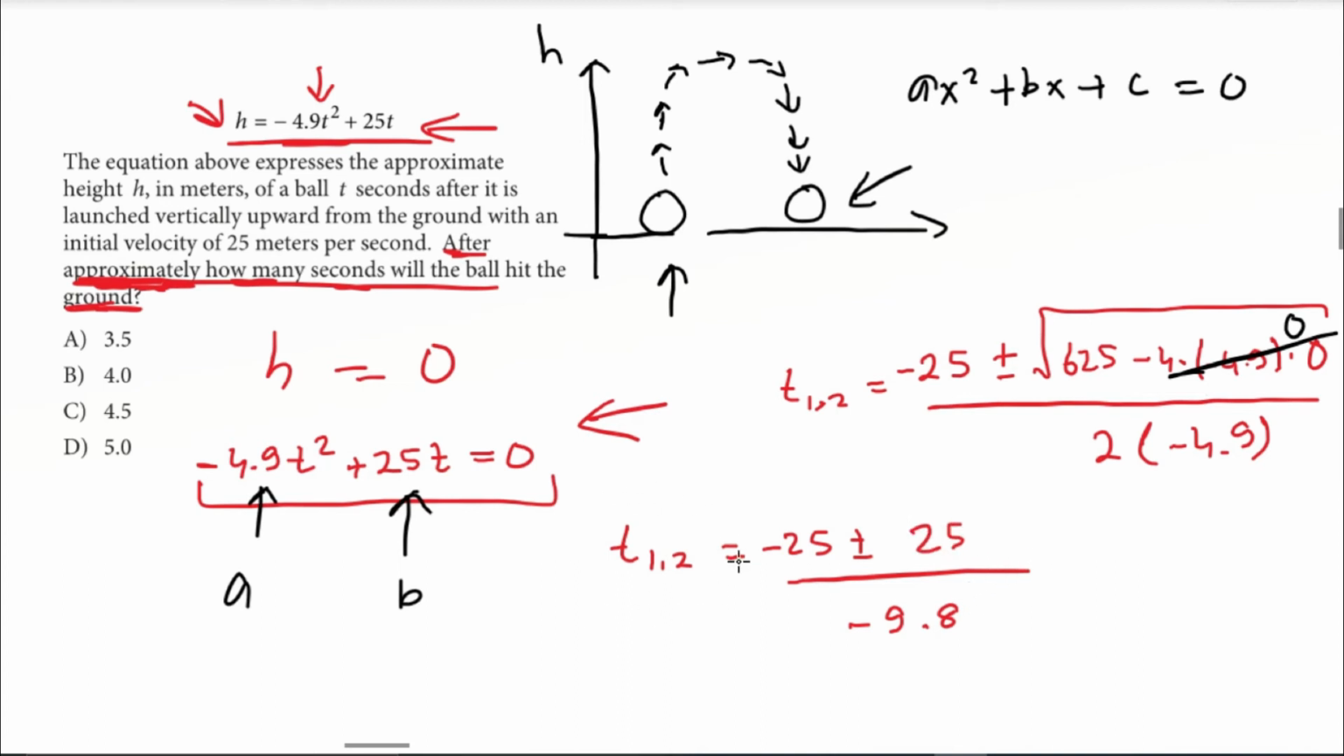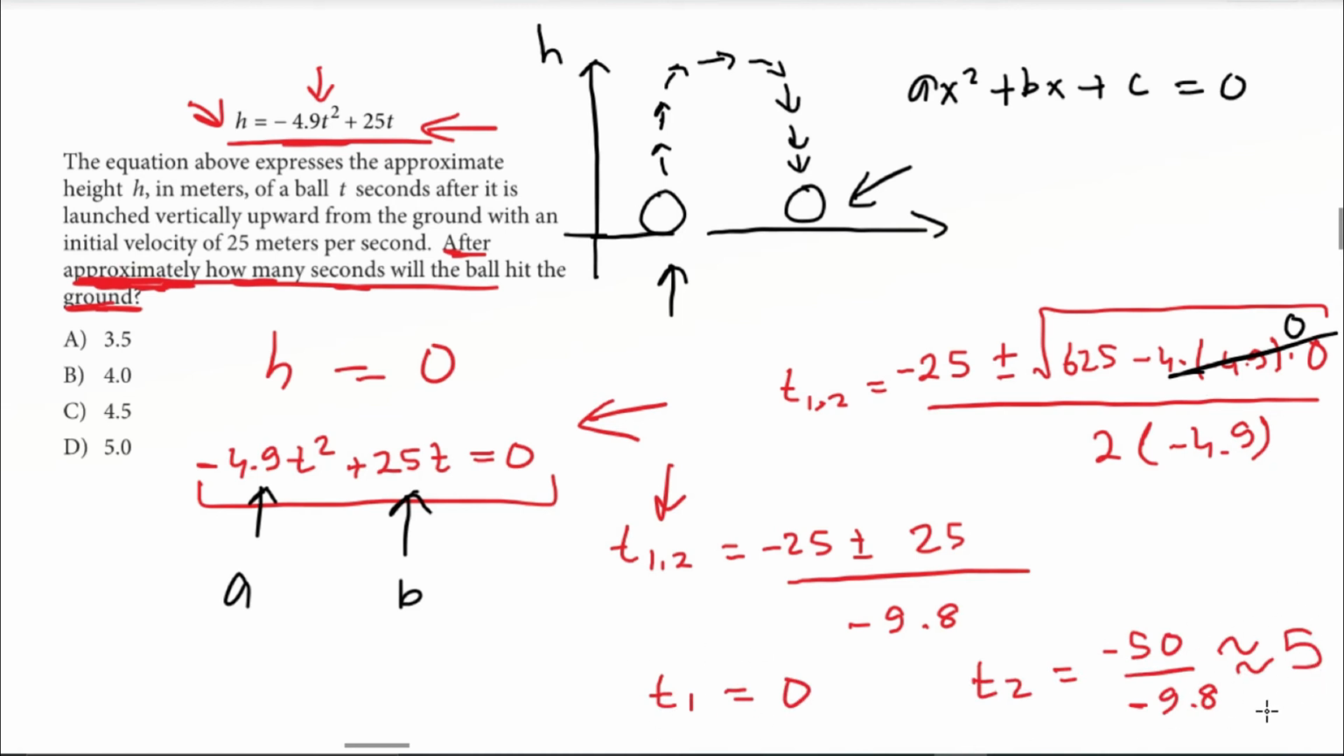And notice that there are actually two possible time intervals for the ball to hit the ground, because we got two times. It's either negative 25 plus 25 divided by negative 9.8 or negative 25 minus 25 divided by negative 9.8. So let's write them down. Alright, time is equal to 0 or time is equal to 5 seconds.